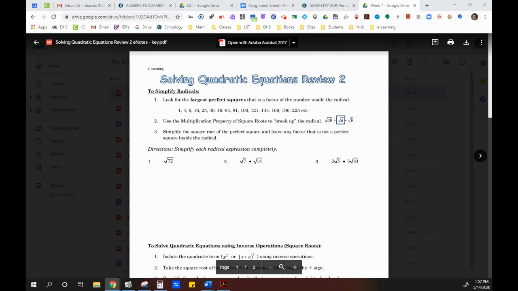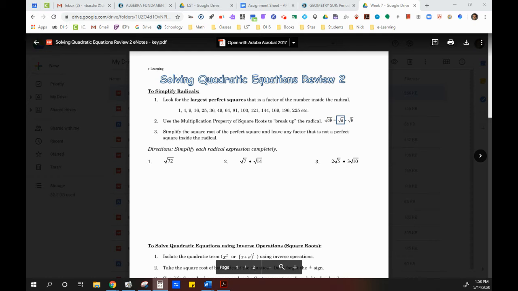And now my rad 45 is not a perfect square, so I have to break up this rad 45 into a perfect square number times another factor of that. So this rad 45, I'm going to find the largest perfect square that goes into 45, again just using this list of your perfect square numbers. So you take 45, then you start dividing down the line. Well, I know 36 is not going to work. I know 25 is not going to work. So I'm going to try 16 first.